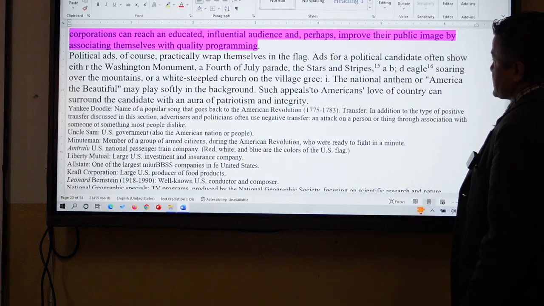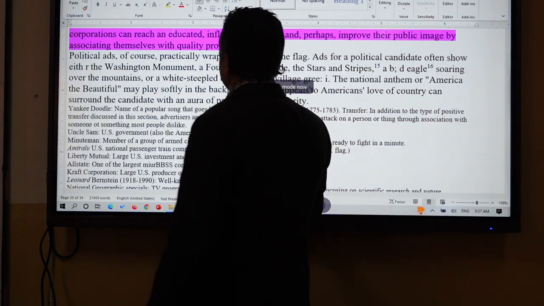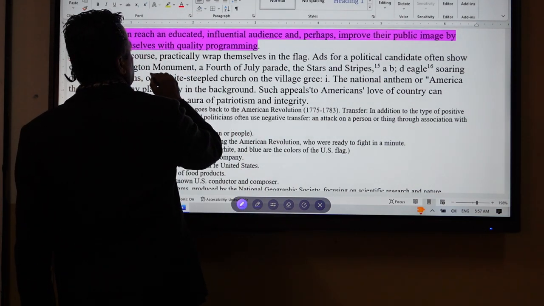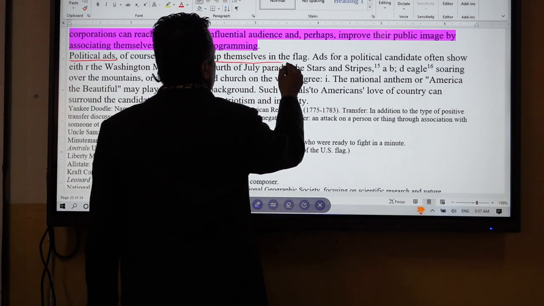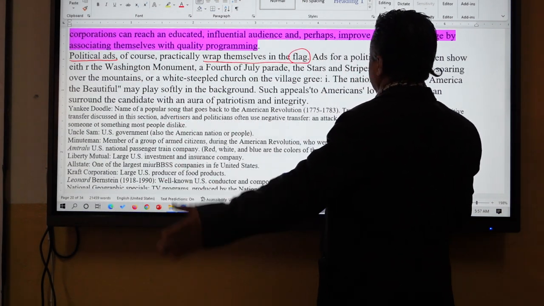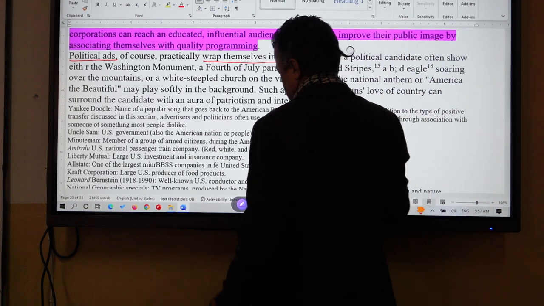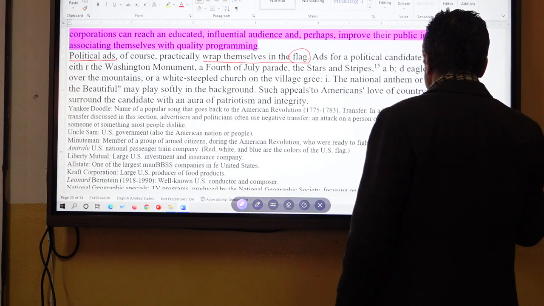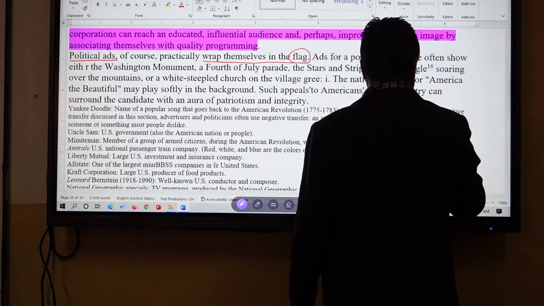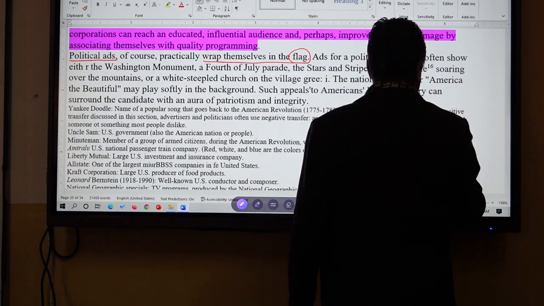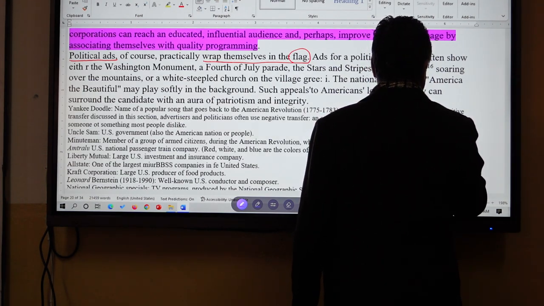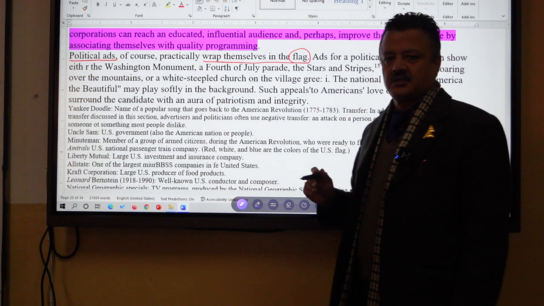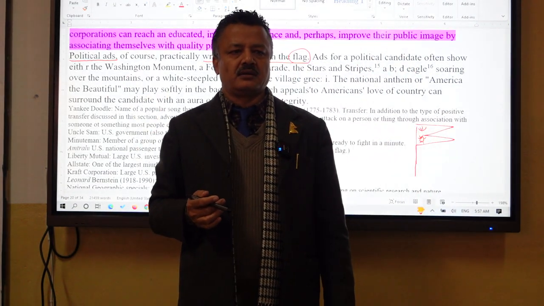I talked about the cement regarding transfer. But you will see that political advertisements, they also wrap themselves in the flag. For example, recently on Mangsir 7, there were protests in Kathmandu. And if you were watching the television, you must have seen that most of these protesters had gathered carrying the Nepali national flag. They said, don't bring party flags, bring national flag.